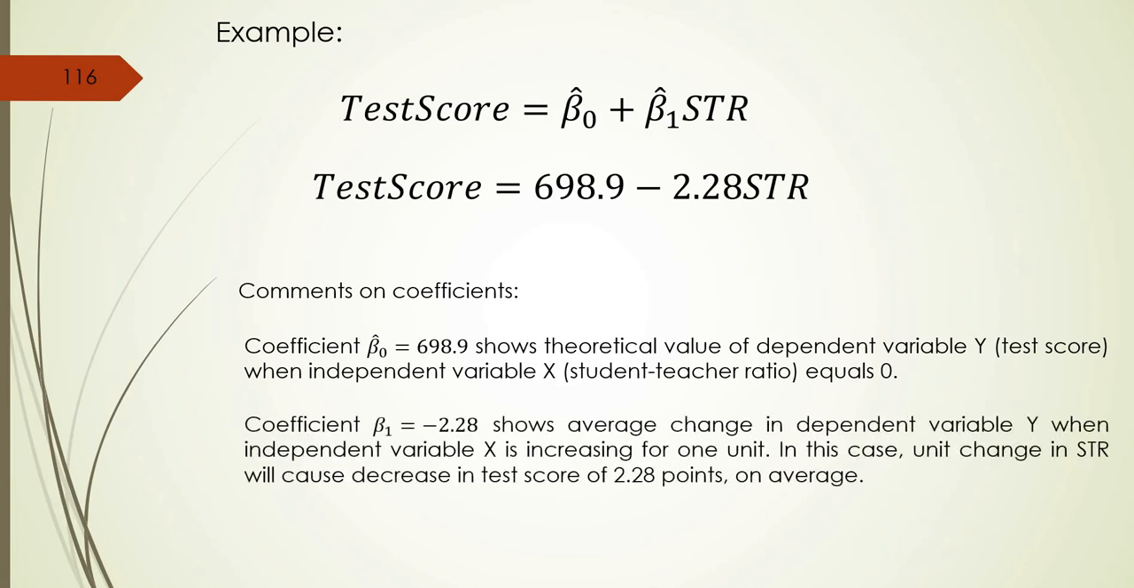When it comes to beta 1, it shows the average change in dependent variable y when independent variable x is increasing by 1 unit. So in this case, please notice that this is negative. So when student-teacher ratio goes up, test scores go down. In this case, a unit change in student-teacher ratio will cause a decrease in test score of 2.28 points on average. Very important that you always underline that this is on average. So it won't happen for every district in California, but on average for 420 districts.